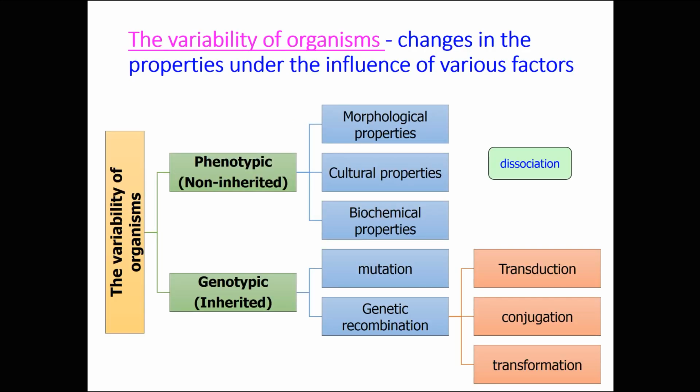Next, the topic of our lecture is variability of organisms, which are changes in the properties under the influence of various factors. Variability of the organism is divided into groups: phenotypic, non-inherited, and genotypic, inherited. Phenotypic consists of 3 properties: morphological properties, cultural properties, and biochemical properties, called dissociation. Genotypic inheritance includes mutation and genetic recombination, such as transduction, conjugation, and transformation.